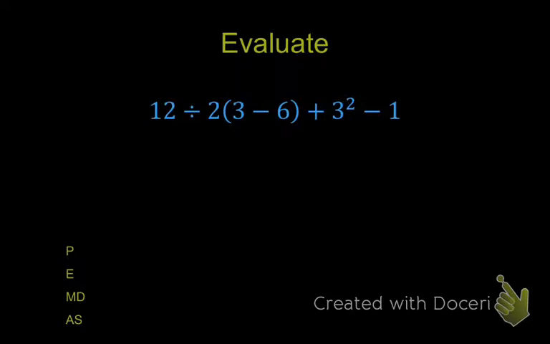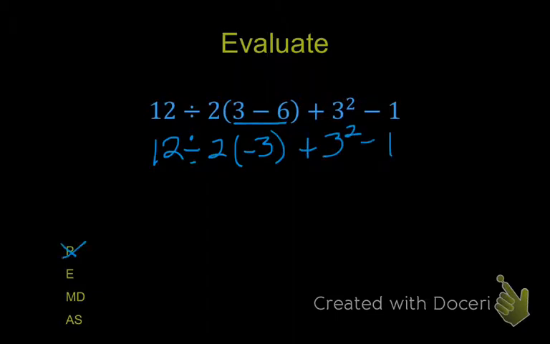All right, welcome back. Let's go ahead and check our answer here. So first, do any work in the parentheses. I see 3 minus 6. I notice that when I do 3 minus 6, the second number is bigger, so I'm going to end up with a negative answer. And that negative answer is -3, because 6 minus 3 is 3.